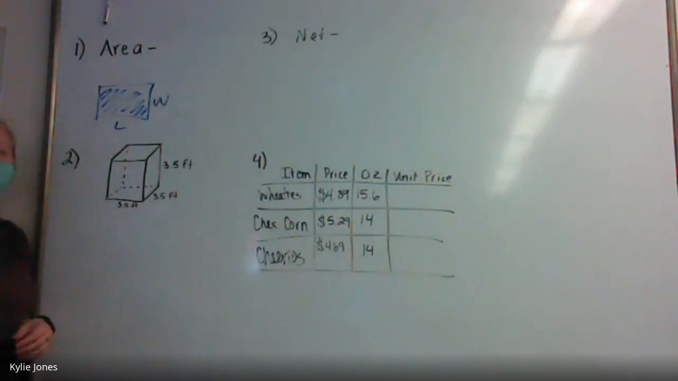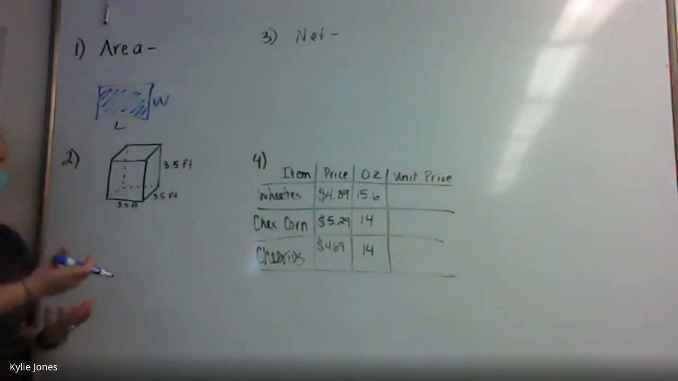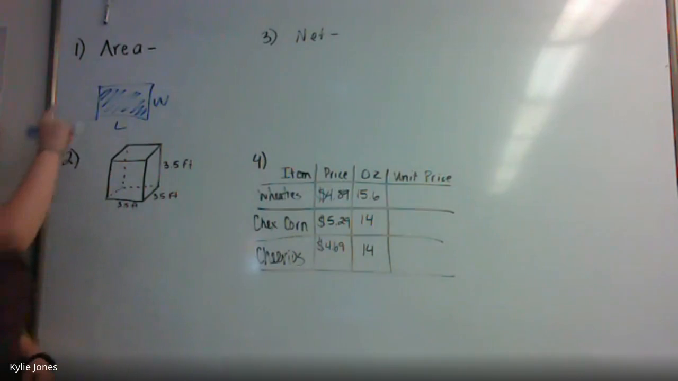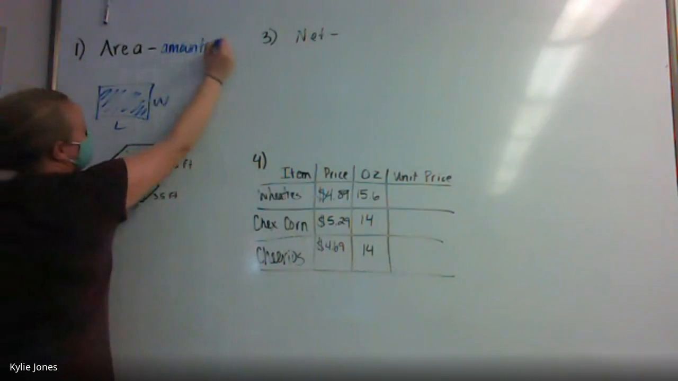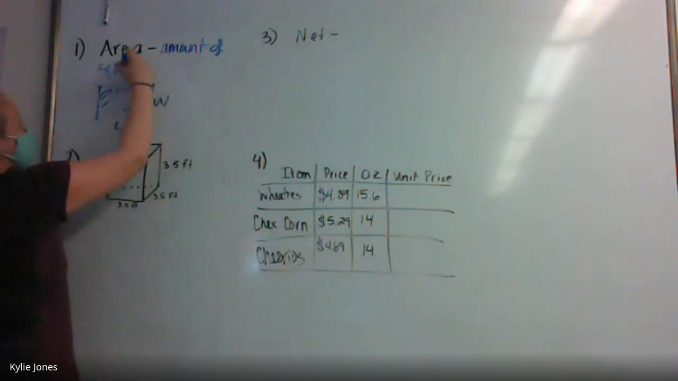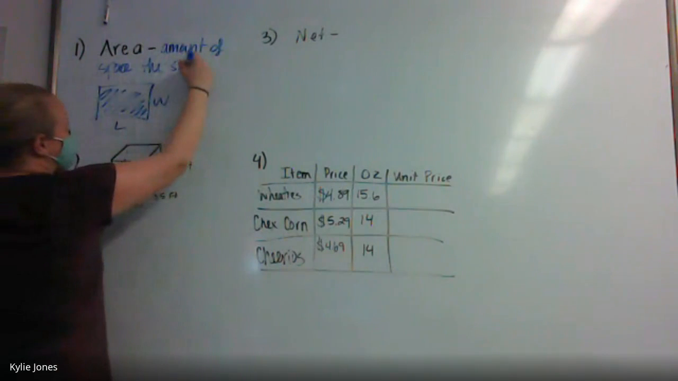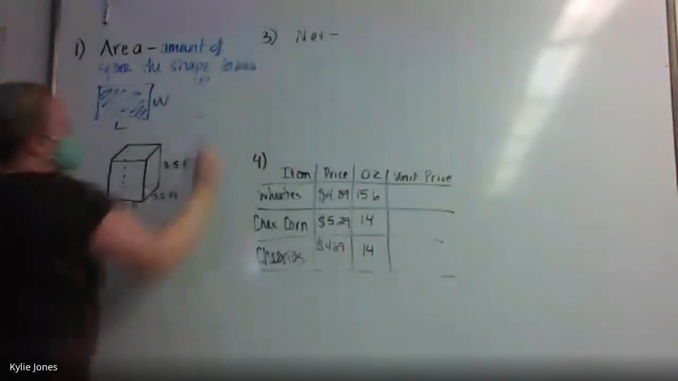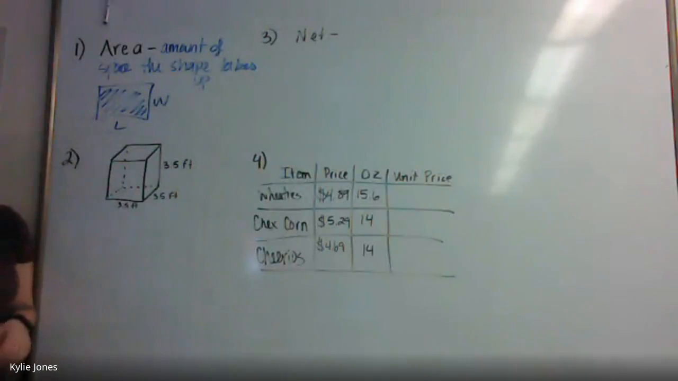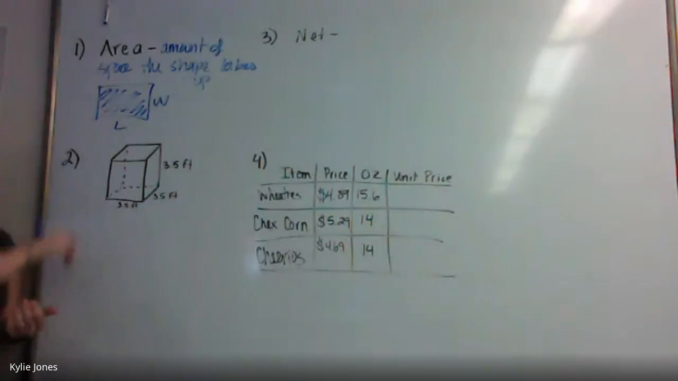What are you finding? Area. Yes, but what is area? The area of the inside of it. The amount of space the shape takes up. Amount of space the shape takes up. That's the area. The inside of a shape, basically. The amount of space it takes up. Usually it's length times width for rectangles, parallelograms, squares.